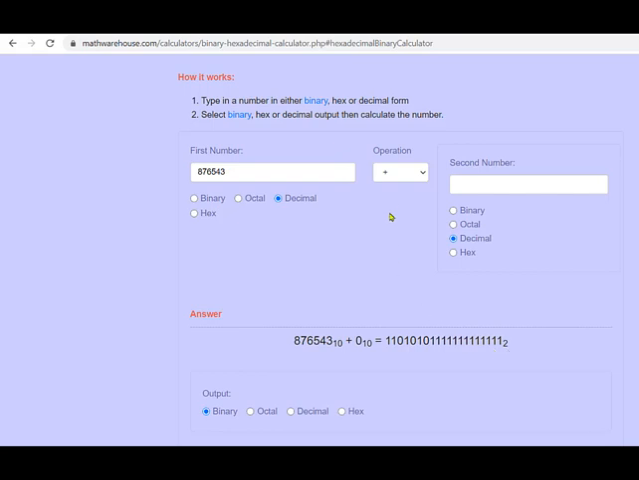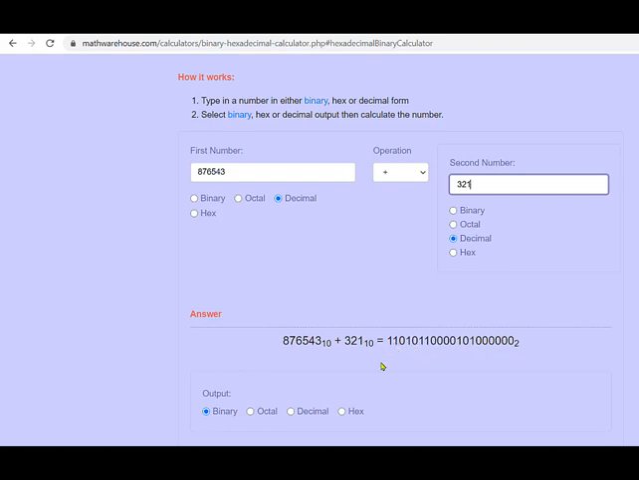So if you want to put any operation, for example, 876,543, you want to add operation add with the second value, for example 321. Okay, so this 321 also in decimal, so you will have a value automatically 876,543 plus 321 to the base of 10. The value for this summation will be this value.